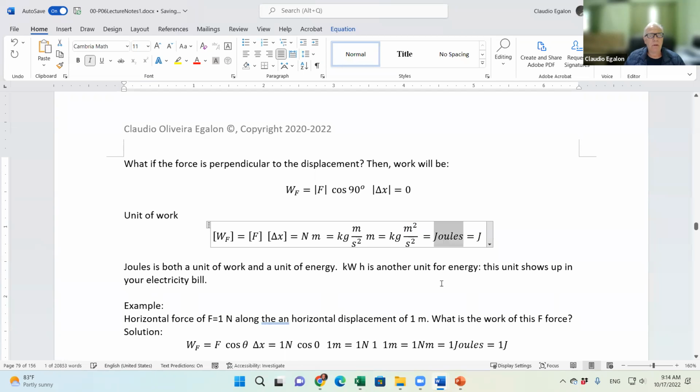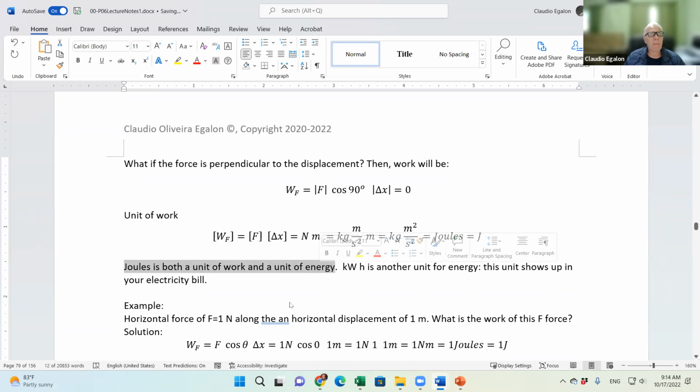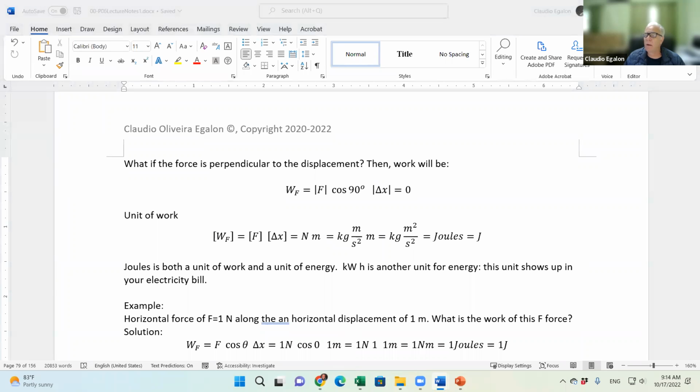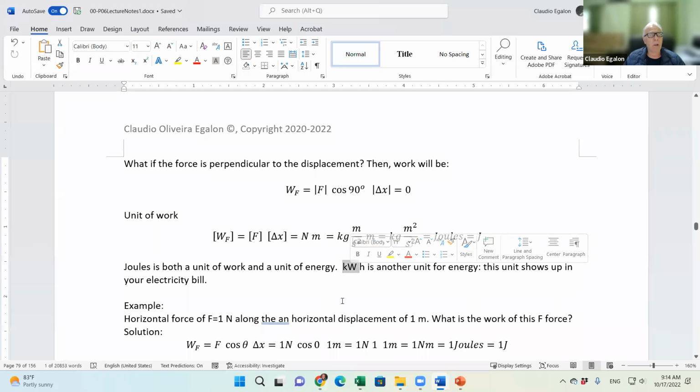So this is the unit of joules. And by the way, joules is both a unit of work and also a unit of energy. The kilowatt hour that you see in your electric bill is a unit of energy as well. And you're going to see that very soon. Have you heard of the unit kilowatt hour? It shows up in our electric bill. You spend X kilowatt hours in a given month, right?